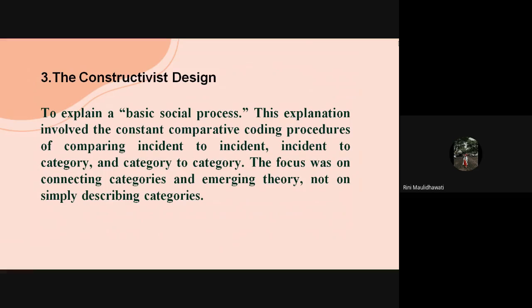The last type of grounded theory is the constructivist design, which aims to explain a basic social process. This explanation includes the constant comparative coding procedures of comparing incident to incident, incidents to category, and category to category. The focus is on connecting categories and emerging theory, not on simply describing categories.